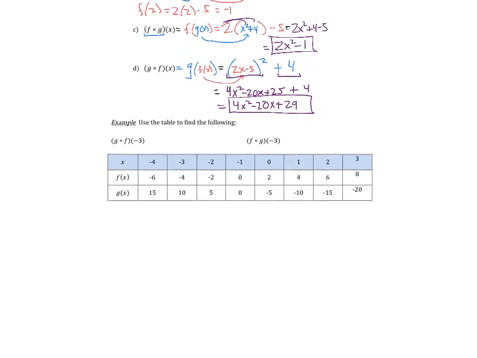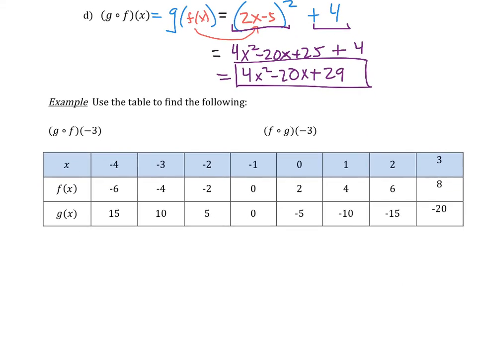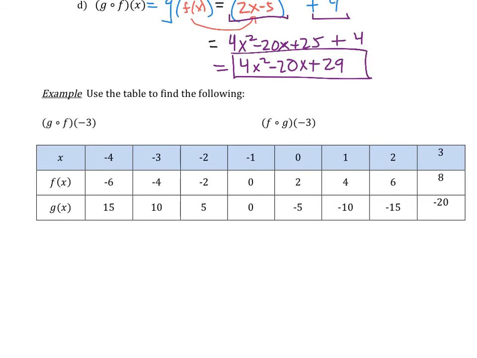All right? We'll also run into some table problems here. So here's a table with some x values, not every x value, but some. And then some definition of what f is. So f of negative 4 is negative 6. f of negative 3 is negative 4. So on and so forth. g is defined like this. g of negative 4 is 15. If you put negative 3 into g, you get 10. If you put negative 2 into g, you get 5, and so on and so forth.